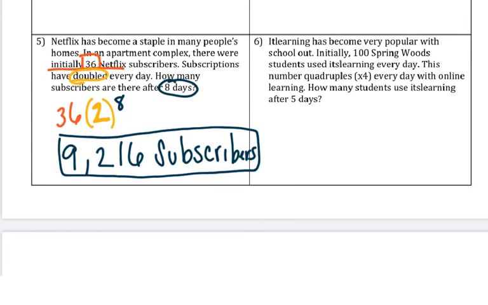I'll read this one with you because there's a new word in 6. So number 6 says, It's learning, whoops, a typo. It's learning has become very popular with school out. Initially, 100 Springwood students used It's Learning every day. This number quadruples every day with online learning. How many students use It's Learning after 5 days? So the only word that was new here is the word quadruples, which means times 4. So my multiplier in number 6 is going to be the number 4. So quadruples means we are multiplying it by 4.